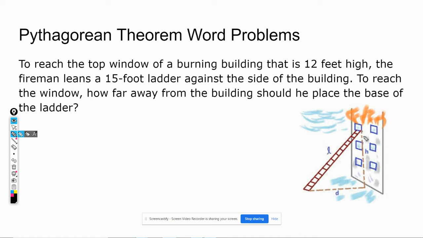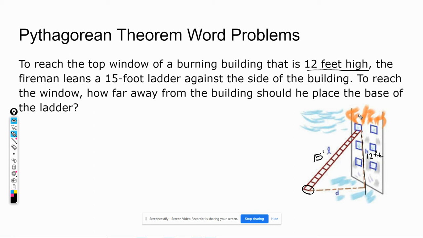They're better artists than I am, for sure. And we have a 15-foot ladder leaning against the side of the building. So first of all, I know this ladder is 15 feet long. And then it says that the building is 12 feet high. So I know that this height right here is 12 feet. And it says, well, how far away should they place this ladder? Where should they put the ladder to get that 12-foot high?